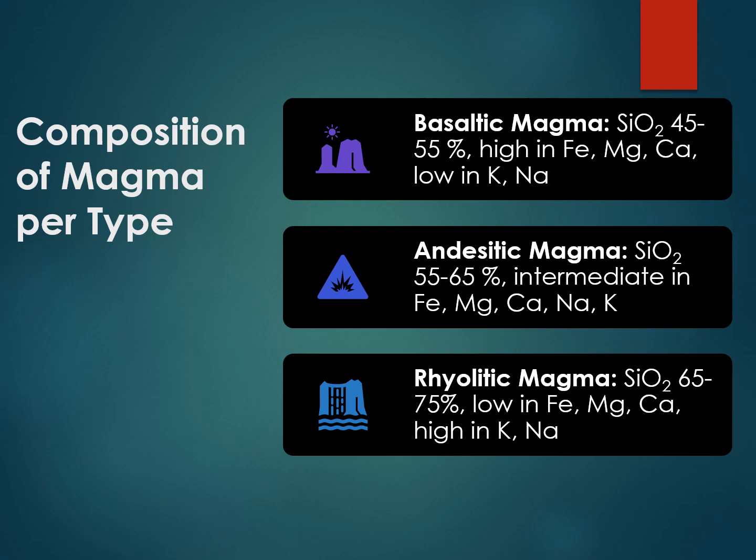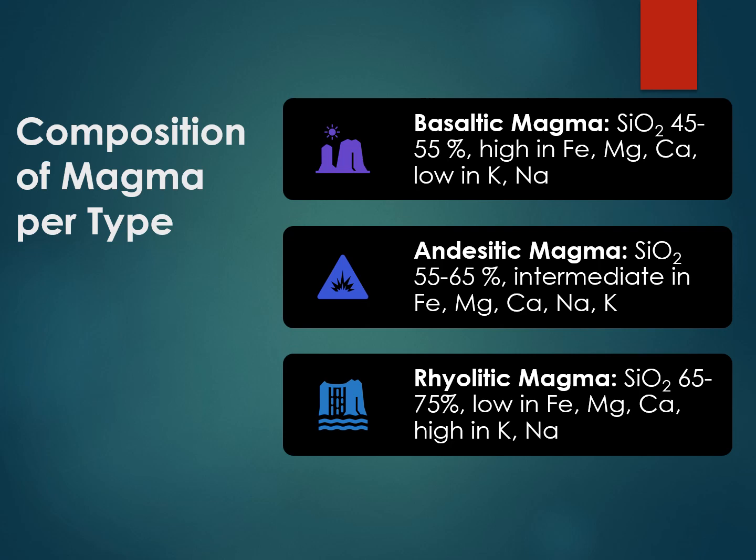Let us discuss the composition of magma per type. Basaltic magma contains 45% to 55% of silicon dioxide. It is high in iron, magnesium, calcium, but low in potassium and sodium.